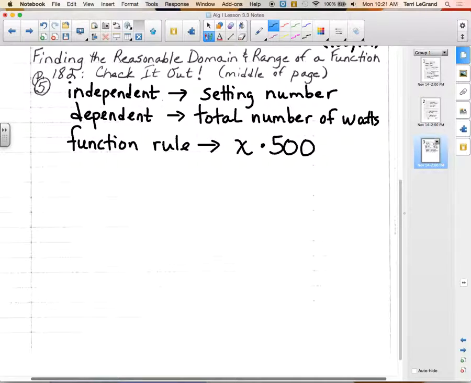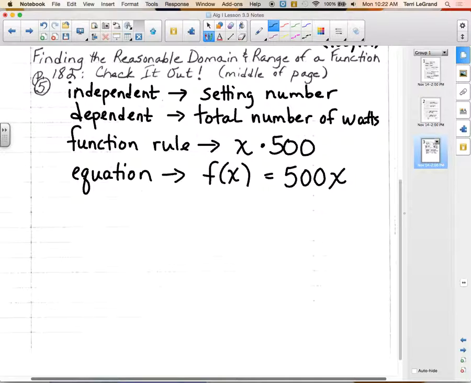Okay, so now our equation that they want, and they want it in function notation, our equation would be what then? Yeah, f of x, the y value, is equal to, and this is how you would see it written algebraically, 500x. That means multiply x and 500 times each other.